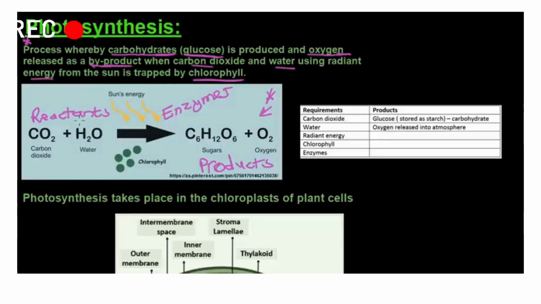So carbon dioxide and water are combined in the presence of radiant energy from the sun, chlorophyll and enzymes to produce glucose, C6H12O6, and then oxygen is produced as a byproduct. So the requirements for photosynthesis, everything to the left: carbon dioxide, water, radiant energy, chlorophyll and enzymes. And then what is produced: glucose, that will eventually be stored as starch, any excess glucose that is not used immediately, and those are carbohydrates, and then oxygen is released into the atmosphere.